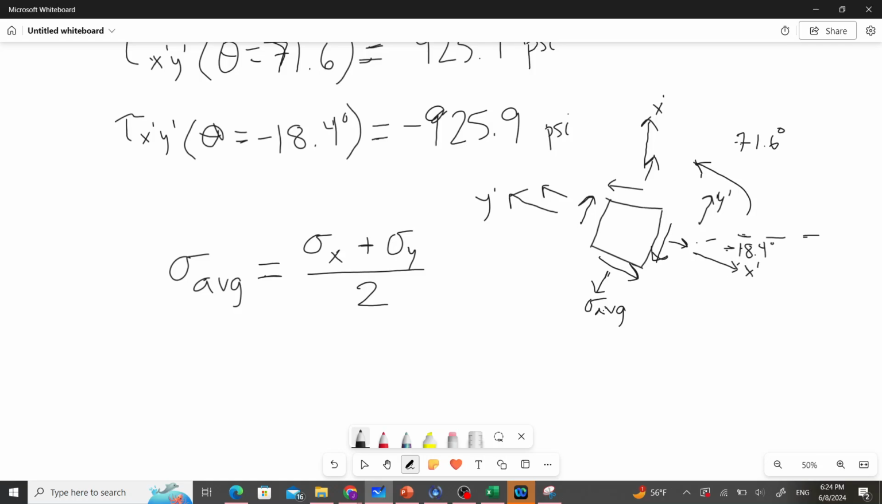Okay, so that's how we calculate our principal stresses, doing it all using equations. In the following videos, we're going to show how to do it visually, which might make a little bit more sense, and it's easier just to see everything that's going on when we do that.